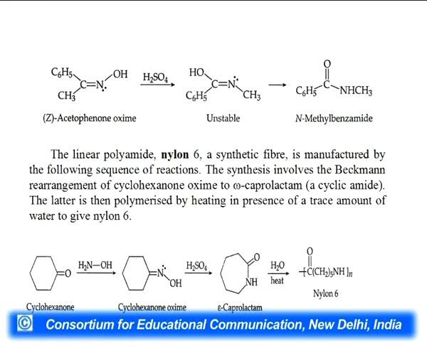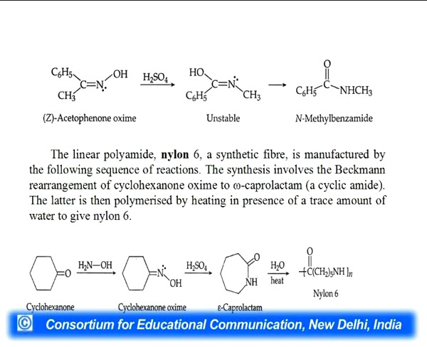You can see in the reaction the linear polyamide, that is nylon 6. It is a synthetic fiber. It is manufactured by the following sequence of reactions, and this involves the Beckmann rearrangement of cyclohexanone oxime to omega caprolactam, that is a cyclic amide, and then polymerization of this omega caprolactam in the presence of a trace amount of water to give nylon 6.